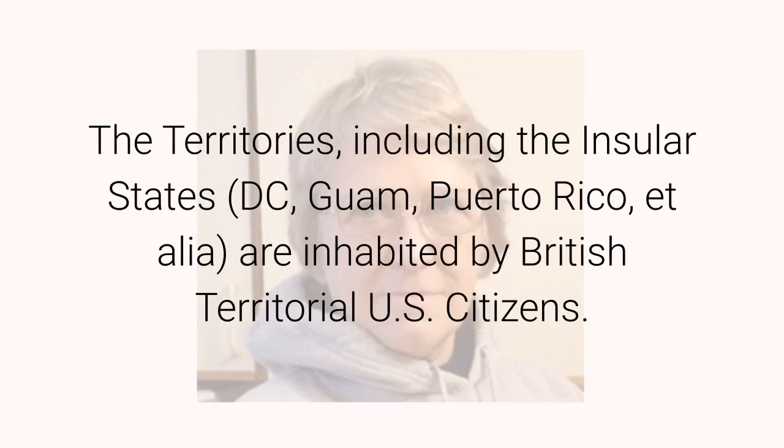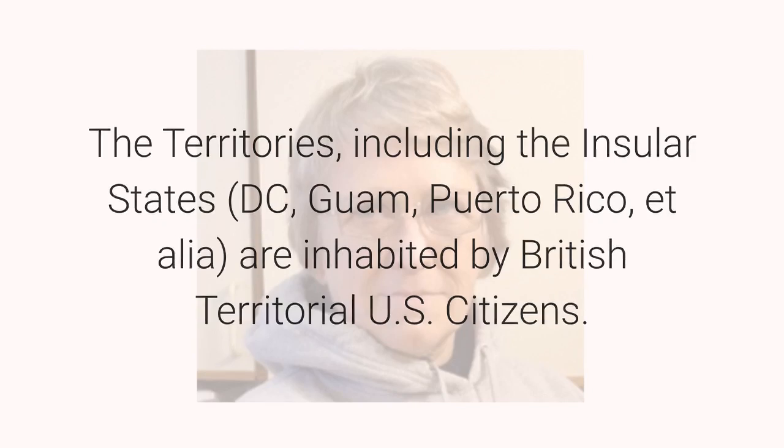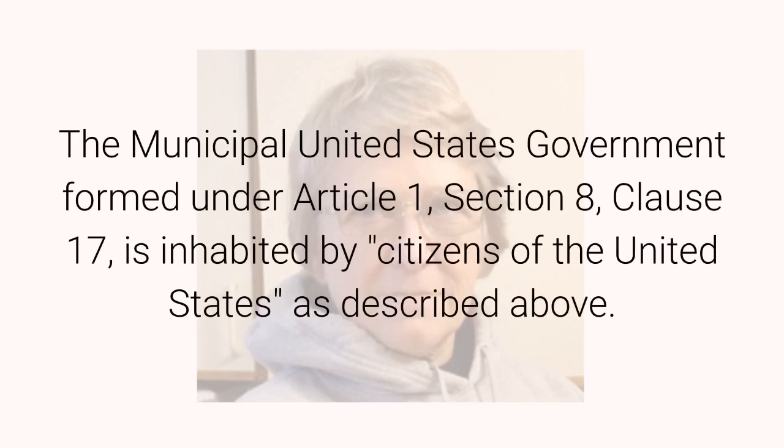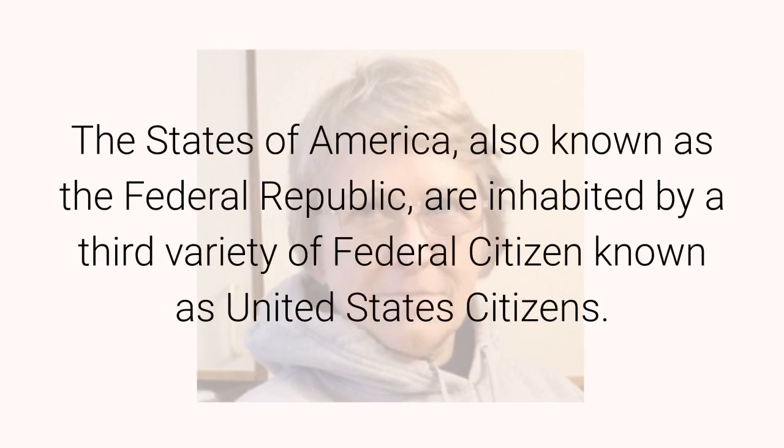Let's review. Our states of the Union are populated by American state nationals and American state citizens. The territories, including the insular states D.C., Guam, Puerto Rico, et al., are inhabited by British territorial U.S. citizens. The Municipal United States government, formed under Article 1 Section 8, Clause 17, is inhabited by citizens of the United States, as described above. The States of America, also known as the Federal Republic, are inhabited by a third variety of federal citizen known as United States citizens.